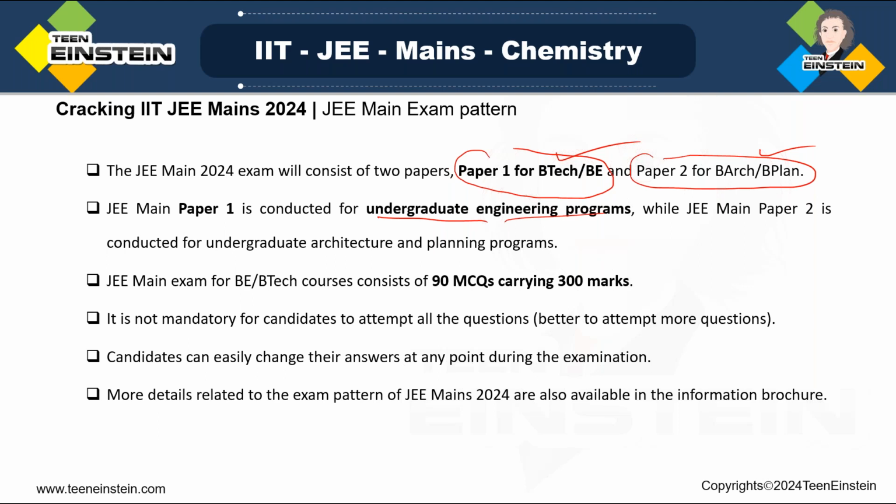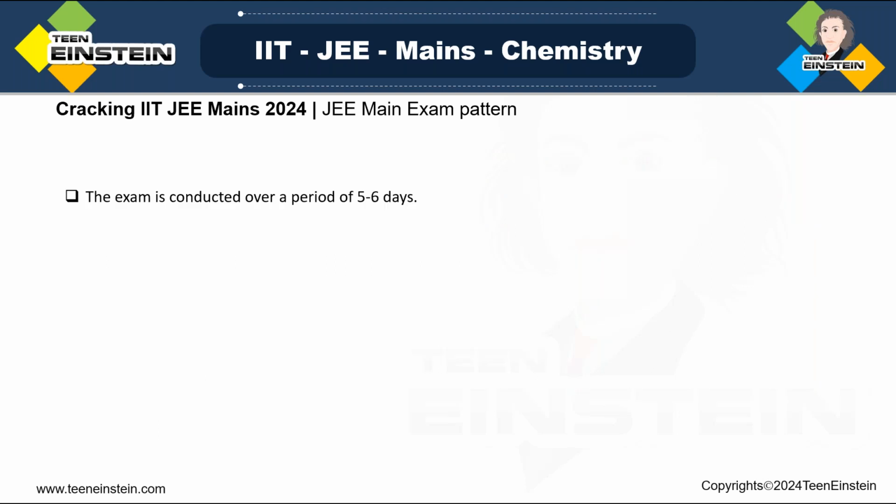Because today we are focusing on how to crack it, especially for chemistry. So this exam is conducted over a period of 5 to 6 days, because the number of students appearing for this exam is very high. So that is why it is done over a period of 5 to 6 days, so that it can be divided between several sections. Okay, so 5 to 6 days. Now in 2024, it will start from 24 January up to 1st February.